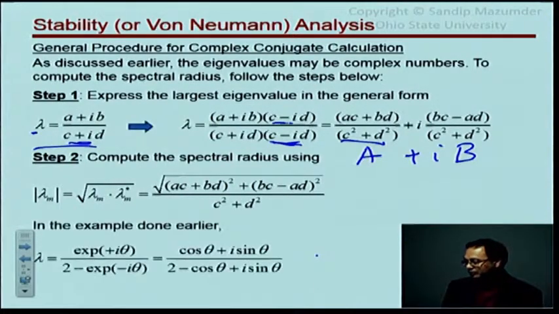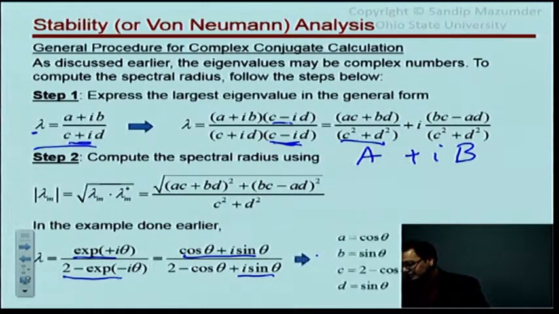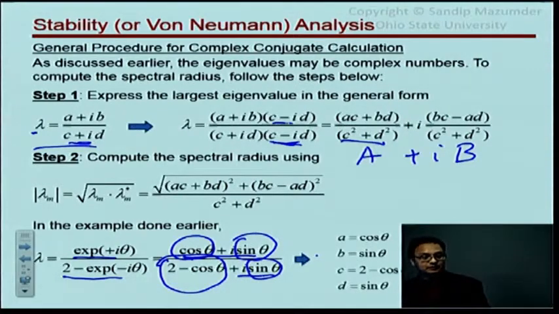So suppose I go back to this example I have here. I can break that into cosine theta plus i sine theta, and break this into 2 minus cosine theta plus i sine theta. So you can clearly see this becomes my A, this is my B, this is my C, and this is my D. I just plug that into this formula, and that gives me my eigenvalue.